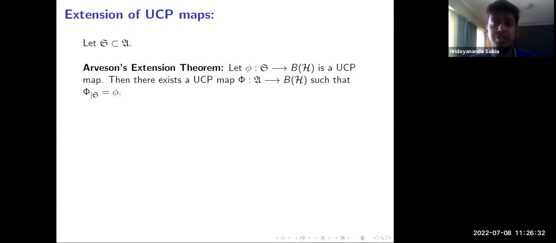The question is, can we extend this UCP map to a UCP map defined on the whole C-star algebra? The answer is yes, and Arveson gave a proof of this theorem. Whenever I'm given a UCP map Phi from operator system S to B of H, then I can define a map capital Phi, which is an extension of this map. So I want to stress one more thing here.